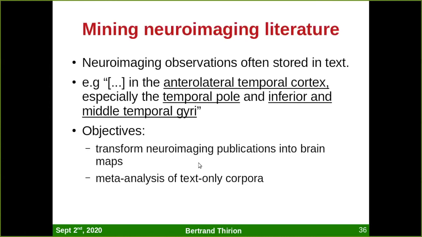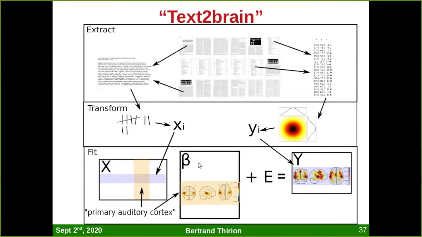So we have done a meta-analysis of text-only corpora. The idea is to have automated meta-analyses such as those performed in Neurosynth. So what we have done was to extract the full text of all the neuroimaging corpus that is accessible in PubMed. And so we extract two things from these publications, the text, so all the set of words, and the coordinate tables that contain brain positions.